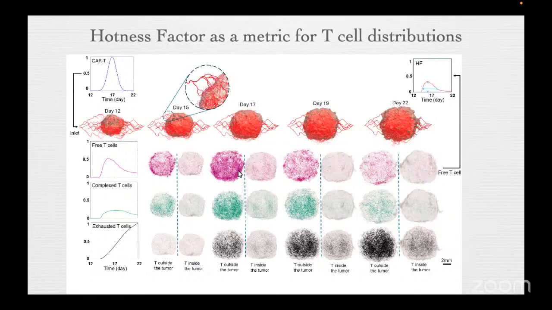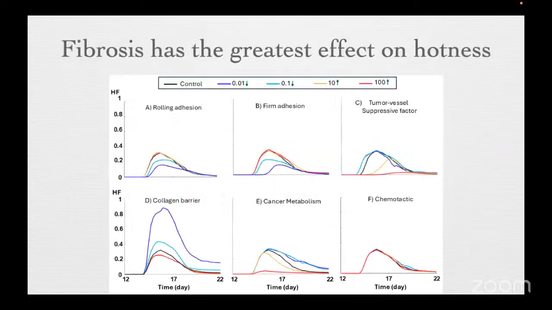And from this free T cell population, we calculate what we call a hotness factor. So this is describing how many T cells are in the tumor, but also how uniformly they're distributed. So it's a distance calculation that takes into account how far away from a given cancer cell the T cells are. So the higher that hotness factor and the longer the window, the better the therapy should be.